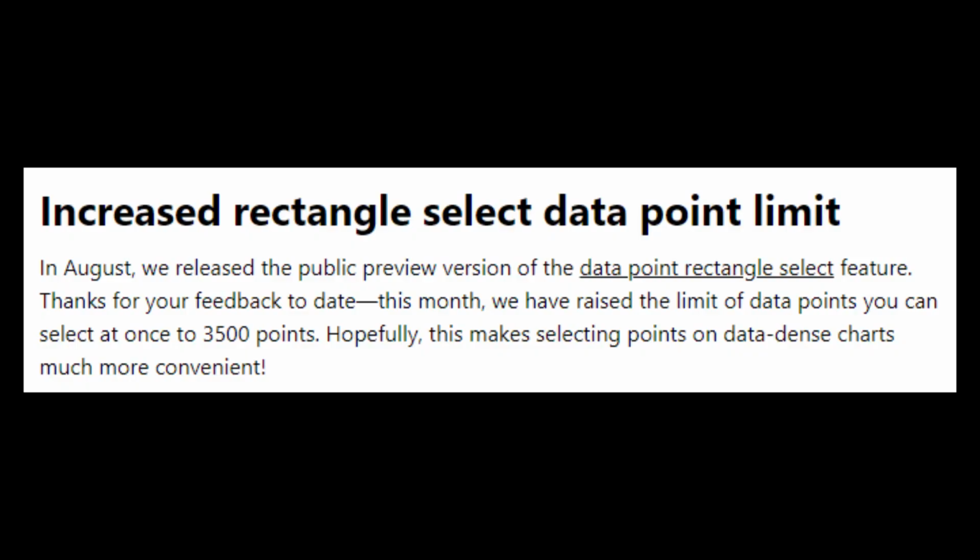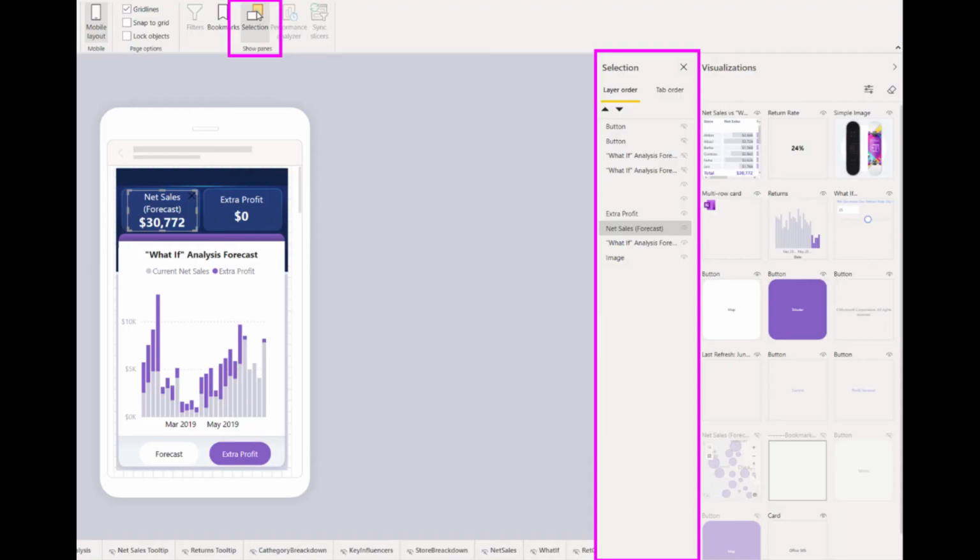Next are a couple of small updates that I think are worth highlighting. The limit of data points you can select with the rectangle lasso select has been increased to 3,500, so you can select way more data points now than before. Selection pane is now available on mobile layout view. This gives you a better control to your visual layers, similar to the normal web layout.